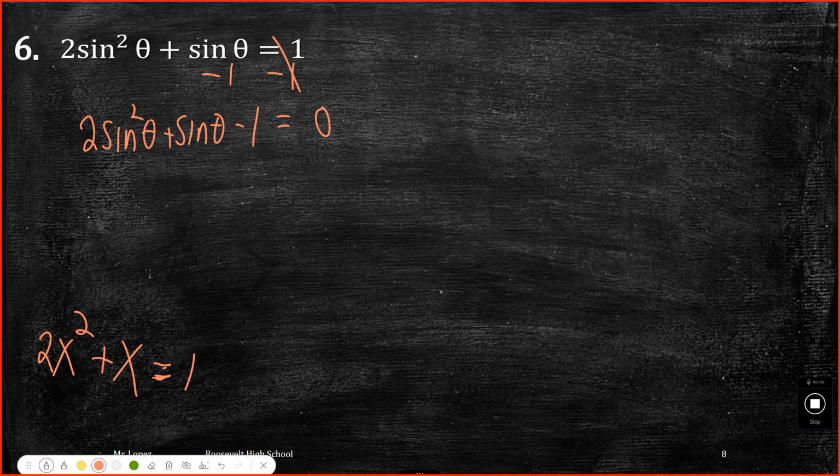Okay, so we're going to do the x. Let's do the x. What goes at the bottom of the x? Middle number in front of sine x is 1, so 1 goes at the bottom. 2 times negative 1, negative 2. What are the two numbers that multiply to negative 2 and add up to 1?